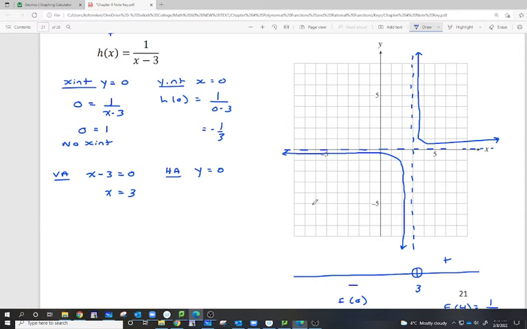But we have one more example. So, oh, there I go again, domain. So the domain of this graph is the set of x such that x cannot equal 3, right? Or negative infinity to 3 and 3 to infinity.